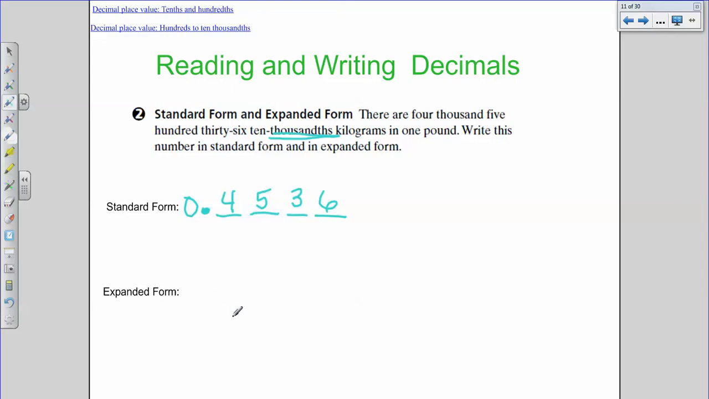So in expanded form, the value of our 4 is 4/10. The value of our 5 is 5/100. The value of the 3 is 3/1000. And the value of the 6 is 6/10,000. So again, if I were to line those up vertically, we would end up with an answer of 4,536 ten-thousandths.